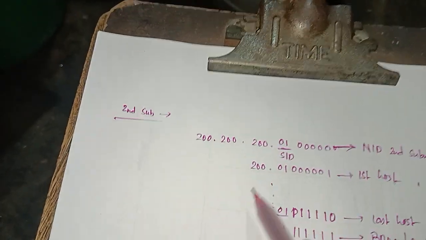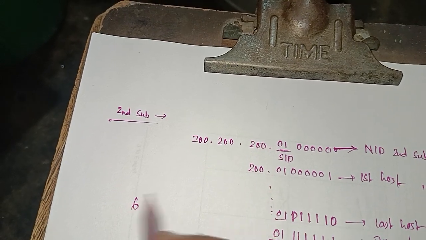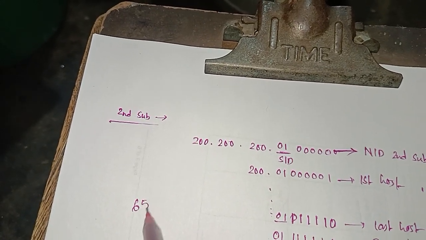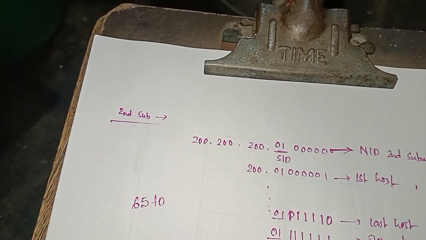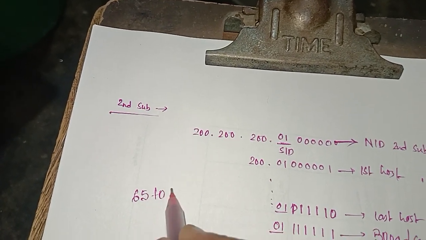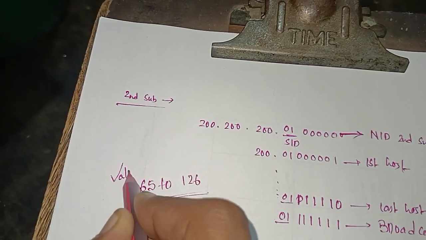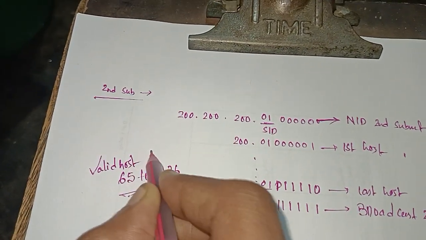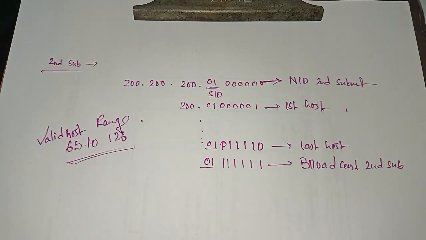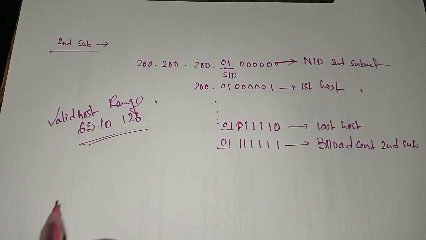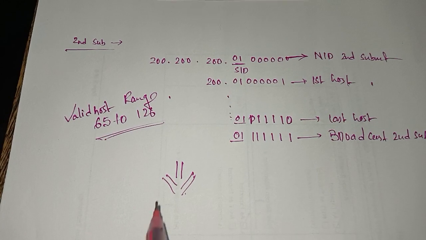So in this way we can find that the host range is between 65 and, if we consider all ones, 126. This is the valid host range. So from this we get the subnetting concept.